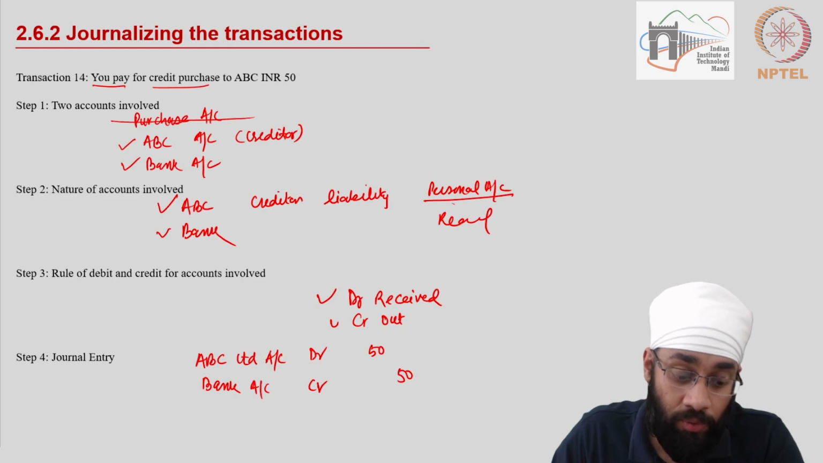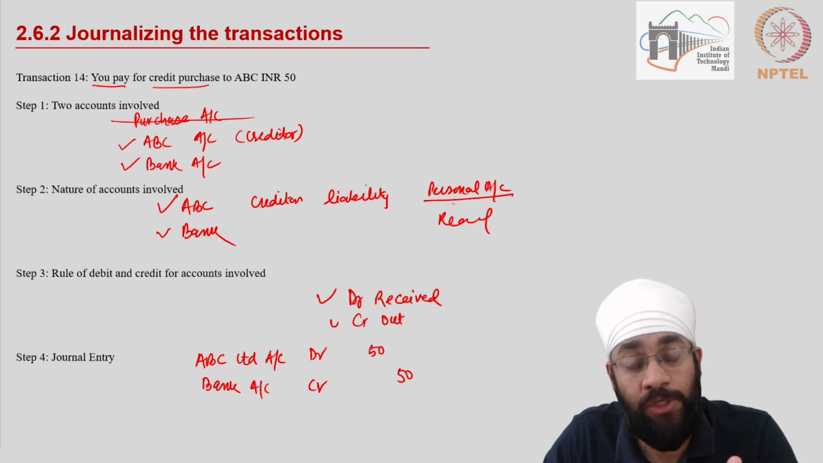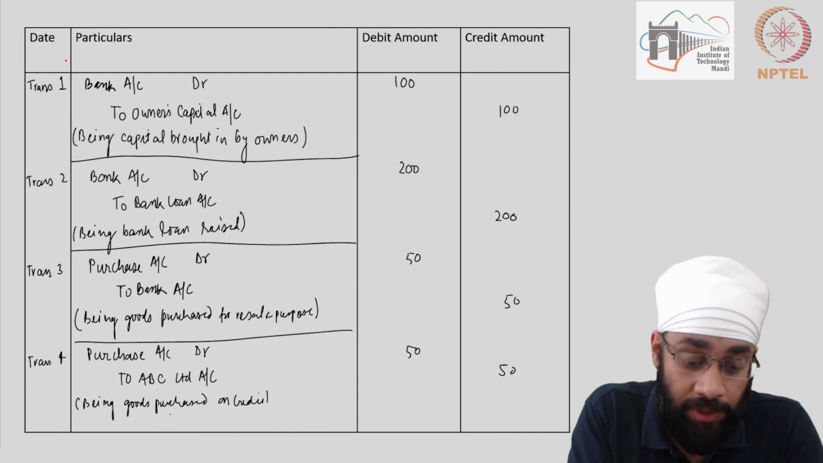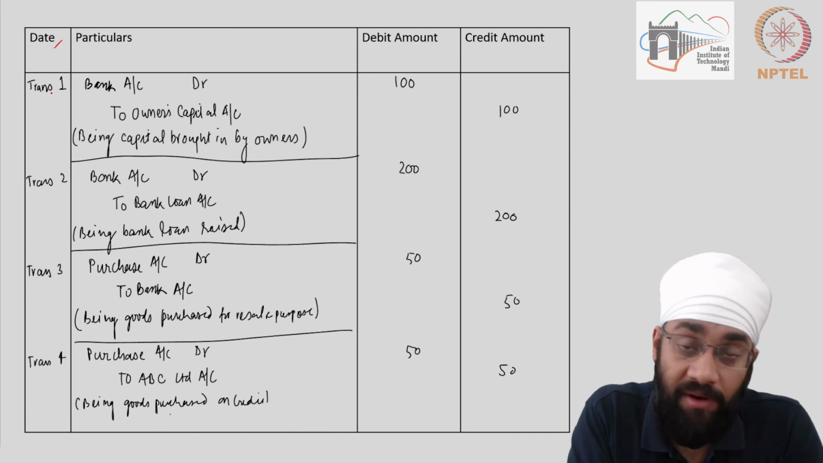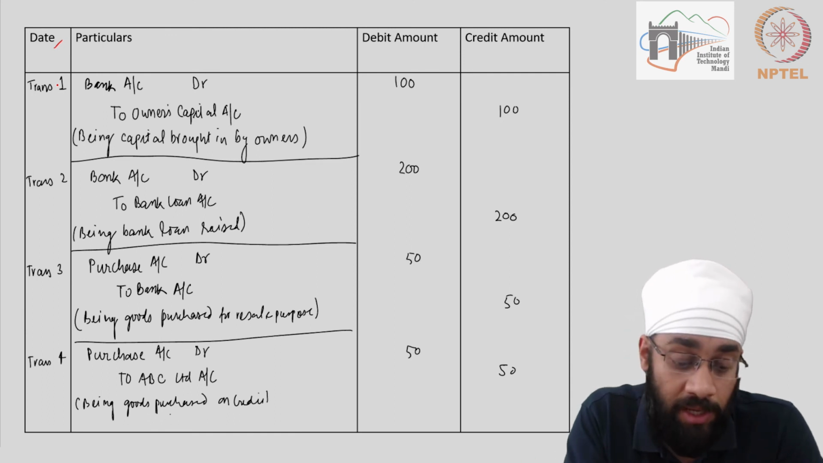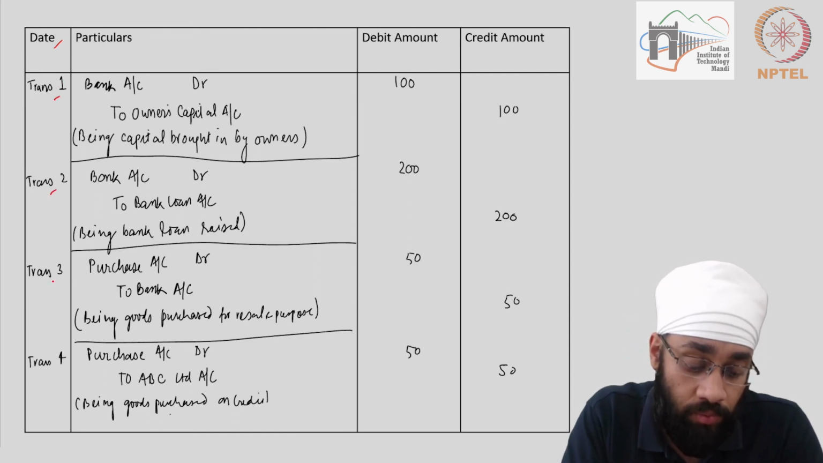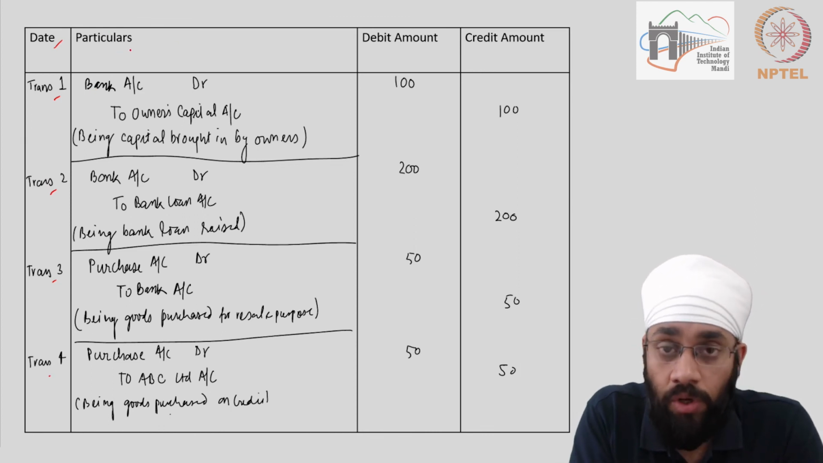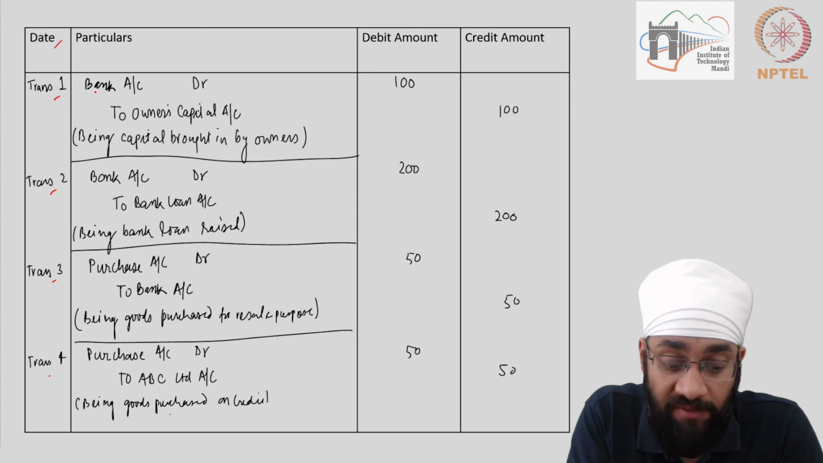So let's go to the next section, which is the output of journalizing. I told you that you don't have to go through this step in the actual book, the journal. The way the journal entries appear are as follows. Here, in the date column, you can write the date. In this example, we did not have dates but transaction numbers, so I've just written transaction 1, 2, 3, 4, and so on. In the particulars column, you write the journal entry. You have bank account debit, and you have owner's capital account credit.